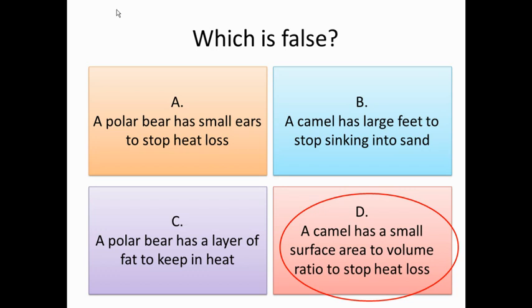If we have a look at the others, polar bear has small ears to stop heat loss. That's right, okay? So the smaller the ears, the less heat it loses through its ears. Camel's large feet to stop sinking into the sand. Yeah, that's true. Polar bear has a layer of fat to keep in heat. Well, yeah, it acts as insulation, okay? So D is our false answer.